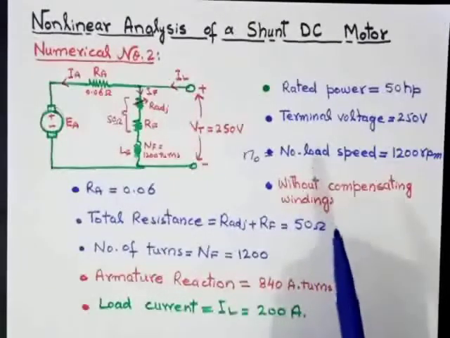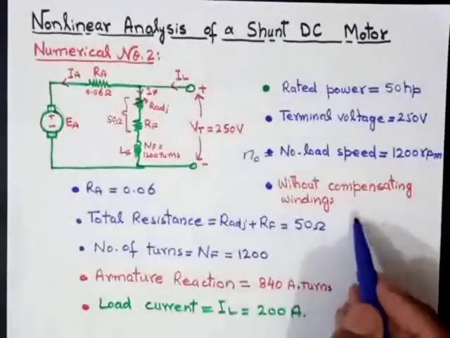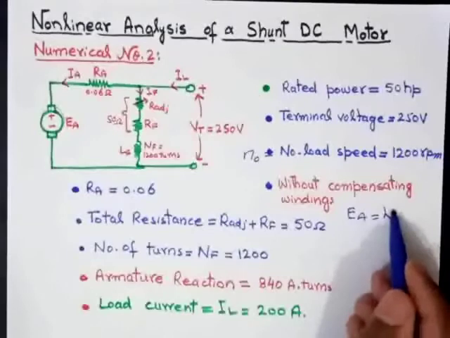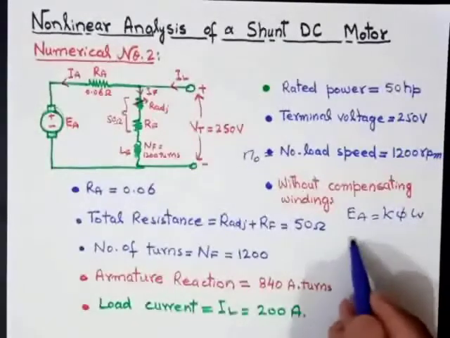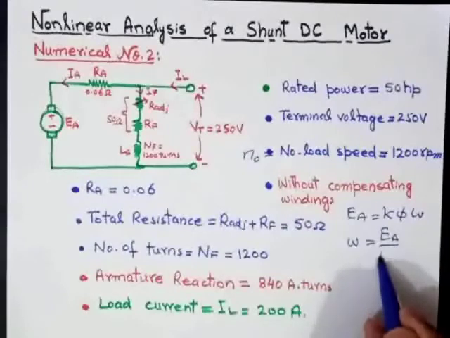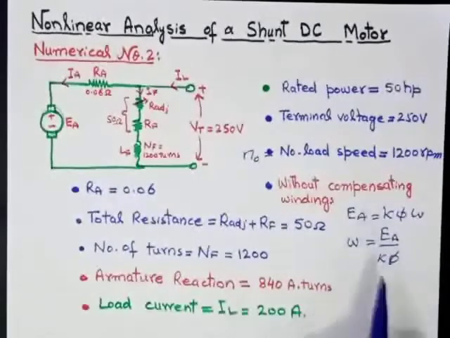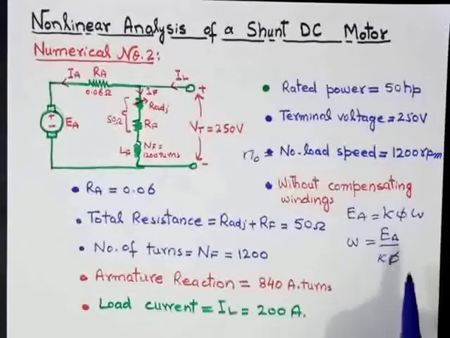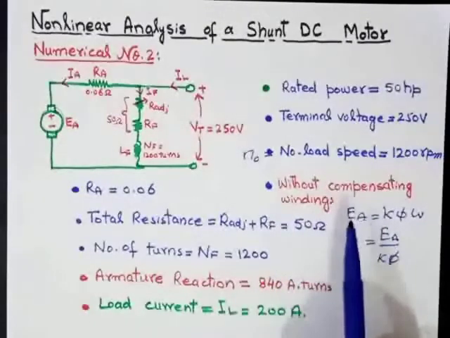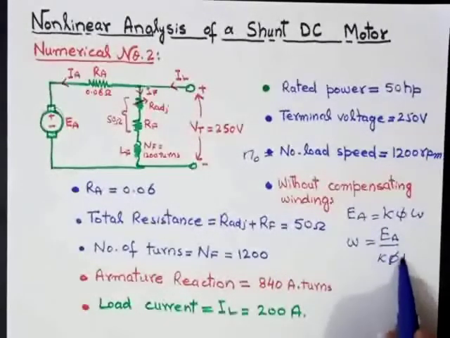When the flux weakening problem exists, as we know, EA is equal to K phi into omega, so omega will be equal to EA over K phi. The relationship between flux and omega is inversely proportional. When armature reaction occurs, due to armature reaction, flux will reduce when there is no compensating winding.